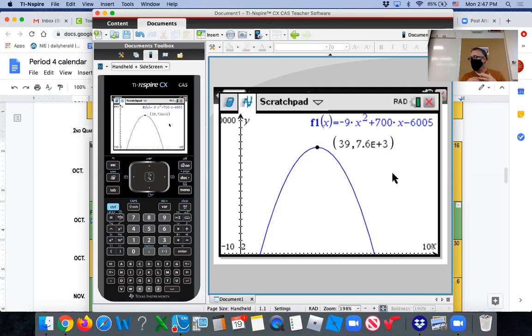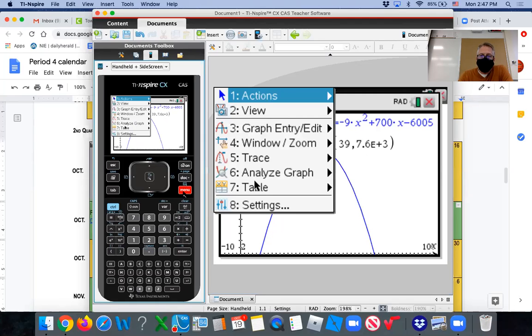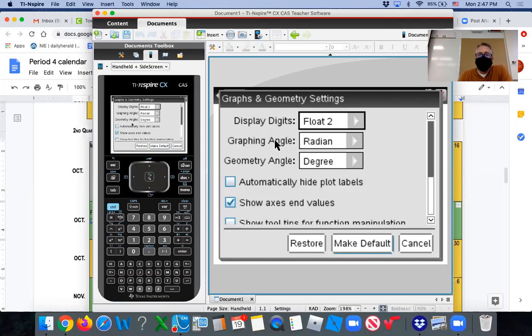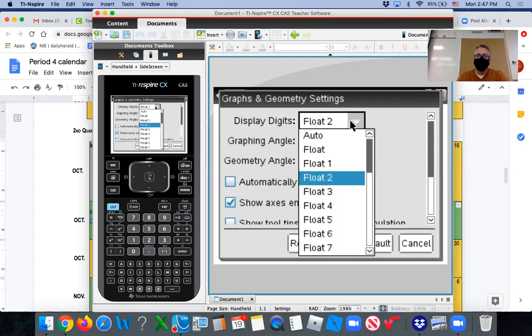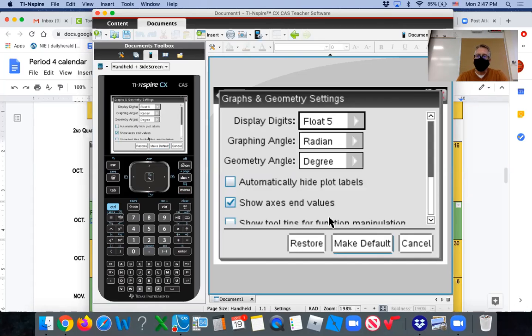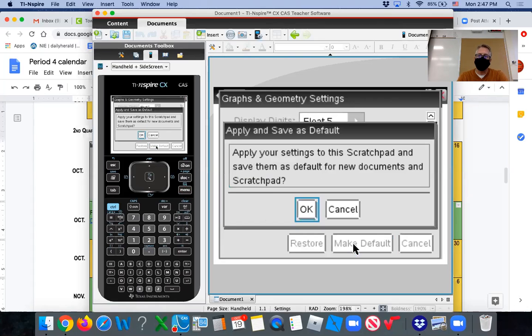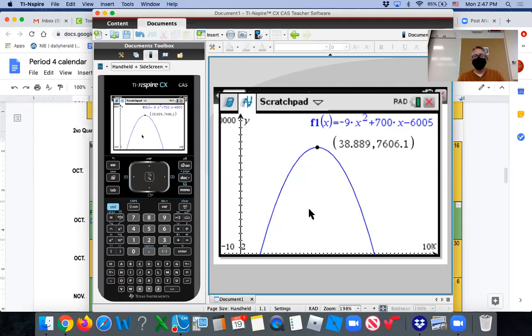So one way to deal with that is you can change your settings. You can do that by going to the menu and going down to the settings, and your display digits, you can make it display as many digits as you want. Okay? So yeah, please continue to bring up those questions. That's awesome, because that's exactly the type of troubleshooting that we're going to run into that we want to be able to figure out while we're in class.